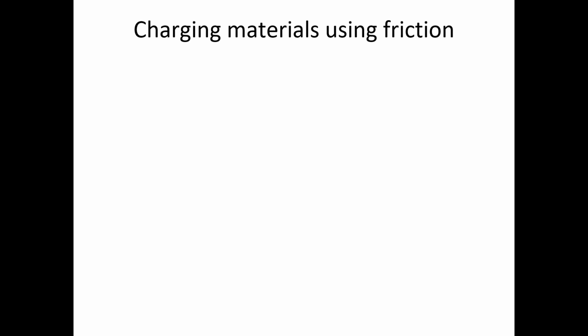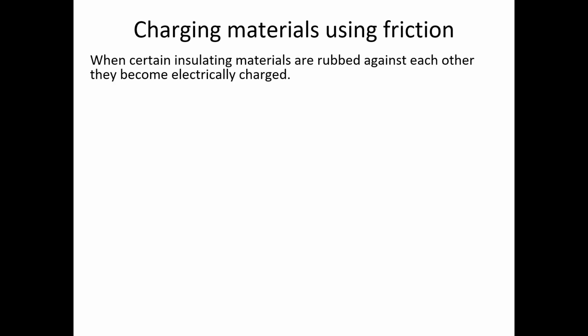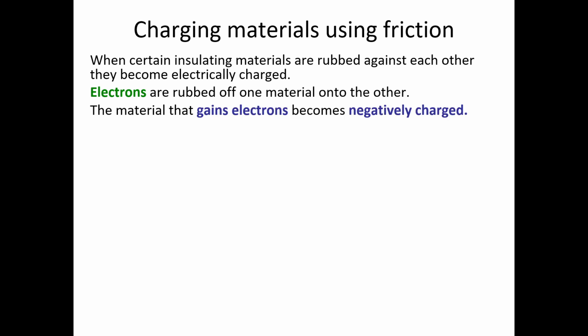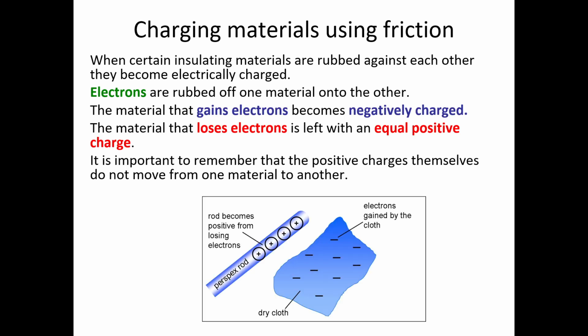You can charge materials up using friction. Hopefully you remember doing this in class. When certain insulating materials are rubbed against each other, they become electrically charged. It's really important that it's the electrons that are removed from one material to another. The protons, the positive charges, don't move. It's only the negatively charged electrons that move. So never talk about the positive charges moving, because you might lose marks, or at least you won't gain the marks you could have had.